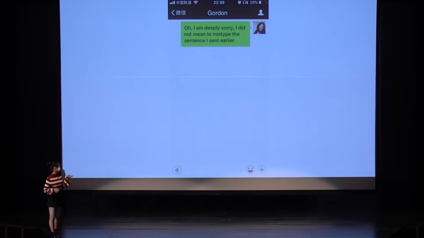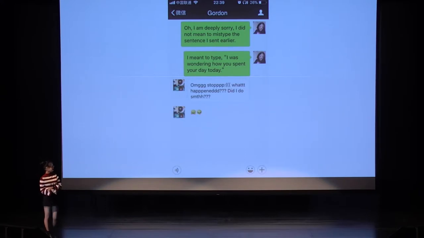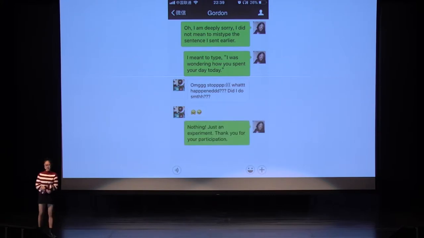Nevertheless, I apologized and said, I meant to type, quote, "I was wondering how you spent your day today," end quote. Then he started getting pretty upset and even sent me a crying emoji. So I told him the truth, that it was just an experiment, and thanked him for his participation. And the response I got was that.